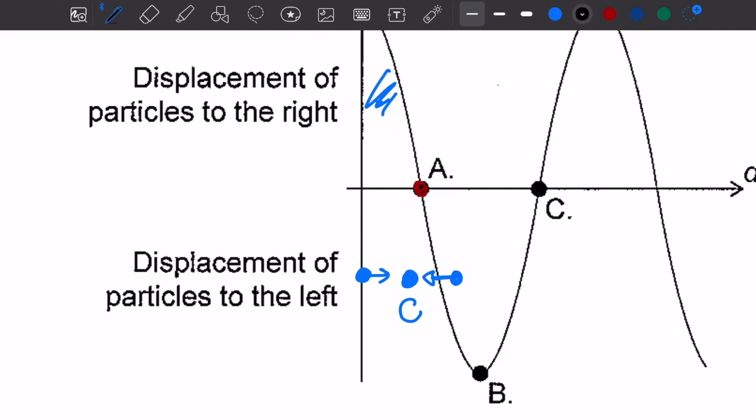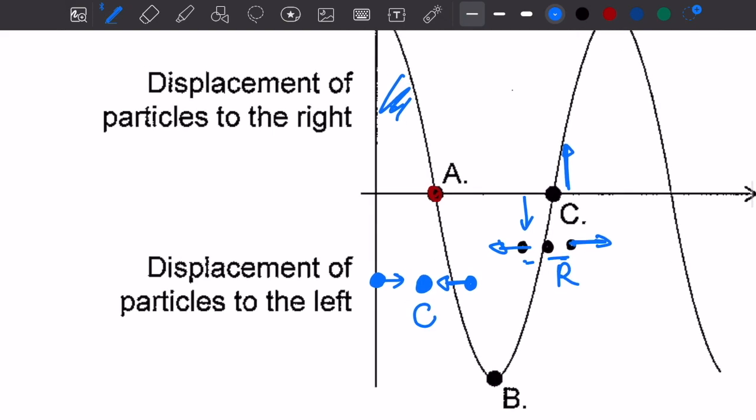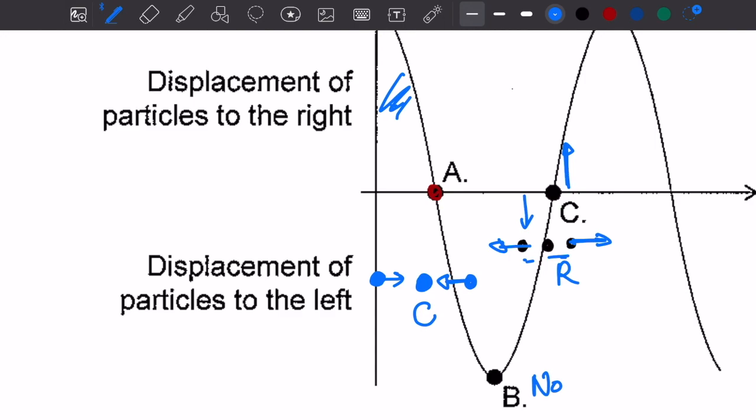Similarly, let's think about point C. Let's think about 3 molecules very close to point C. So let's say this one has gone to the negative side. It means it has gone to the left. The other one has gone to the right, means it has gone this way. So as molecules are moving apart, this must be a rarefaction, and this is a normal pressure point. So the point with high pressure, or compression, is point A.